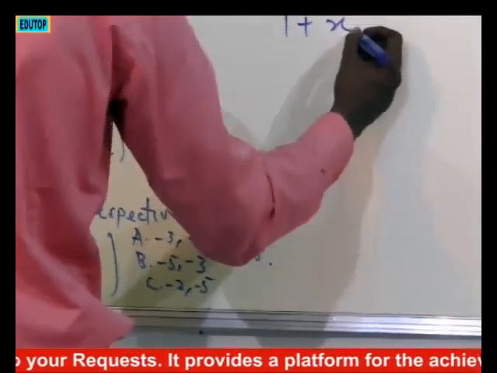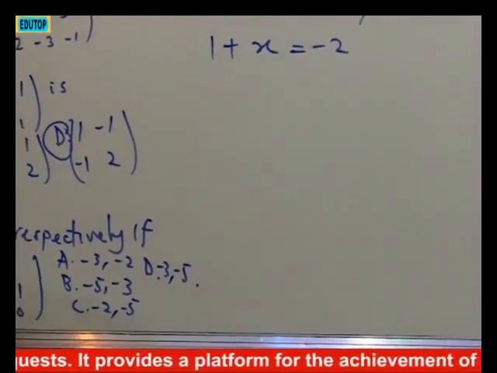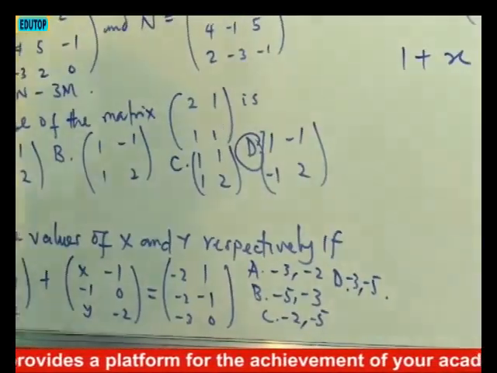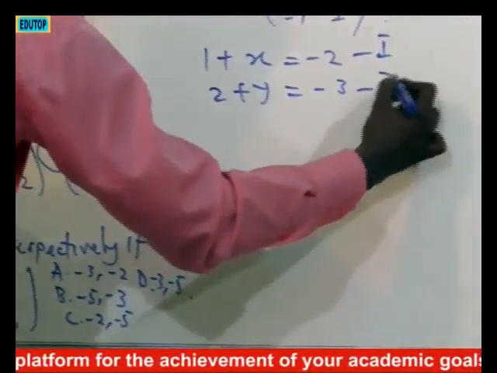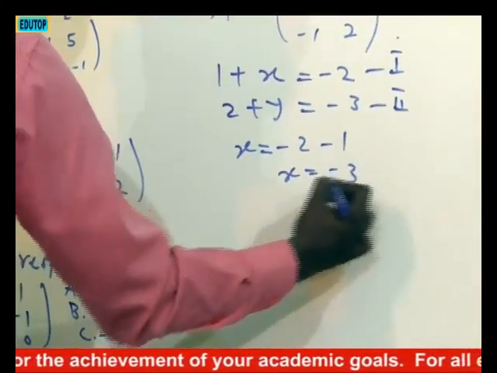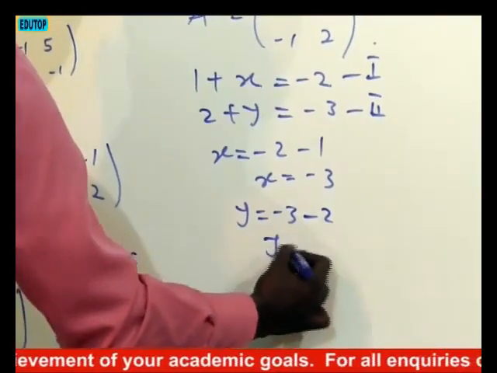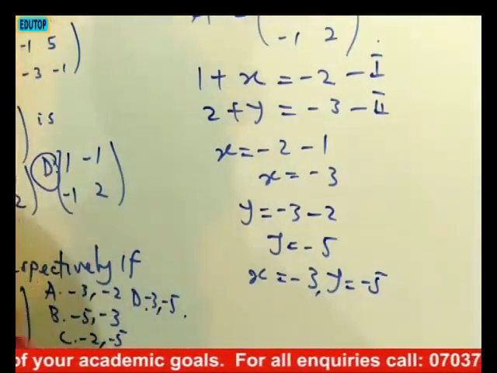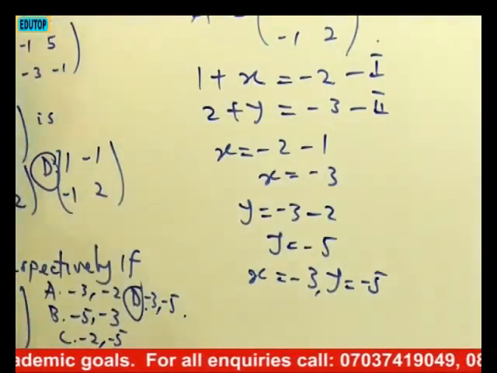1 plus x must be equal to minus 2. Then, look at where our y is. 2 plus y must be equal to minus 3. This is equation 1, this is equation 2. From equation 1, our x will be minus 2 minus 1, so x equals minus 3. From equation 2, y will be minus 3 minus 2, and y equals minus 5. So x equals minus 3, y equals minus 5, respectively. Minus 3 will come before minus 5, so automatically the answer will be option D.